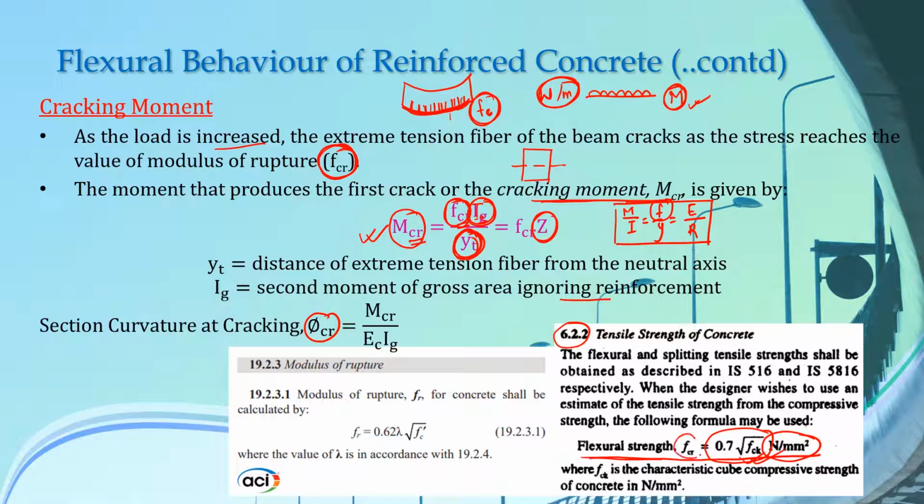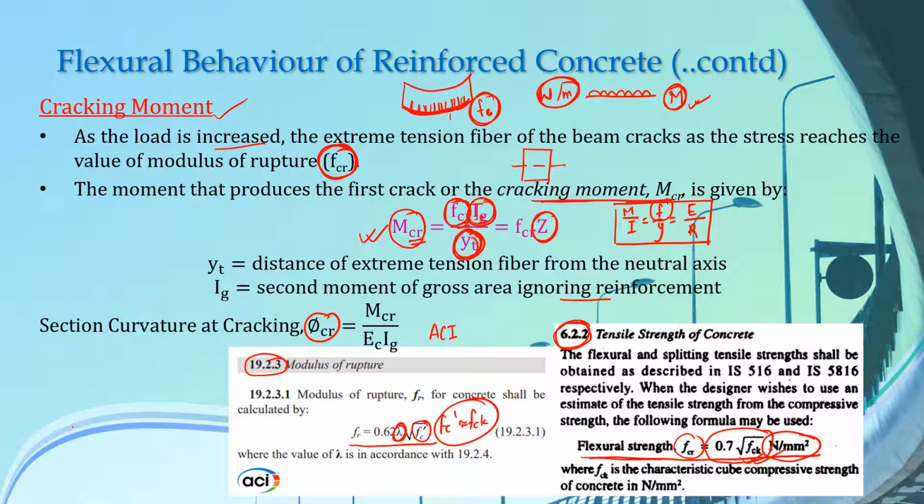If we look at the value of fcr in the American code, which is the ACI code, then in ACI code in clause number 19.2.3, the value of modulus of rupture is given as 0.62 lambda root over fc prime. Fc prime represents the characteristic strength of concrete. Fc prime and fck mean the same, only the notations are different. And lambda is a modification factor for lightweight concrete, which we do not have in our IS code. So you can use this clause in IS code to calculate the value of fcr and hence to calculate the value of cracking moment.